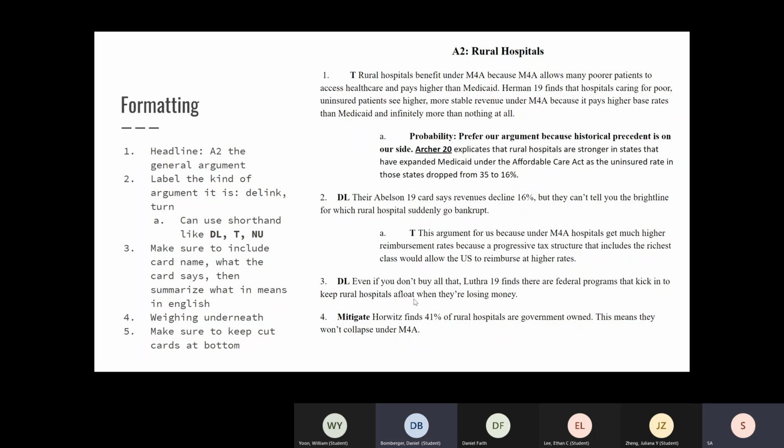Okay. And then make sure you keep the cards cut at the bottom. So you don't want to just have evidence and they ask, can I see the evidence? And you don't have it, right? Do you want to say something, Daniel?